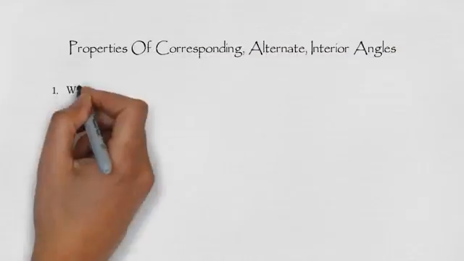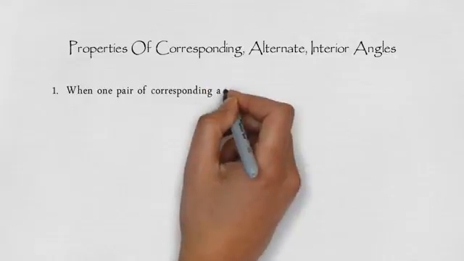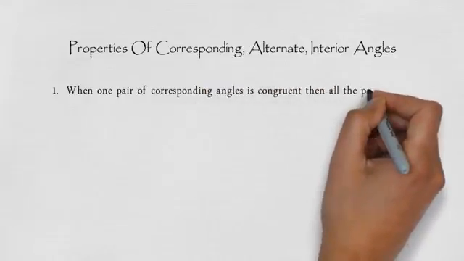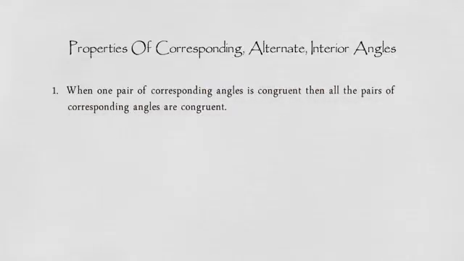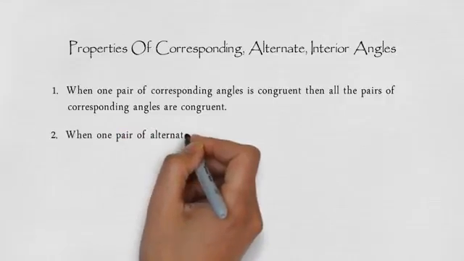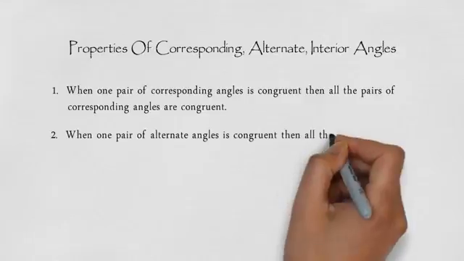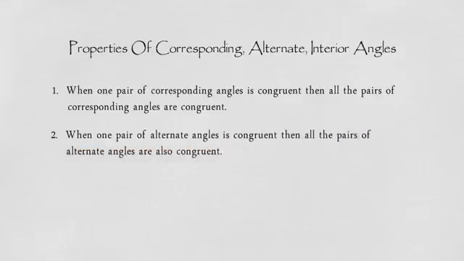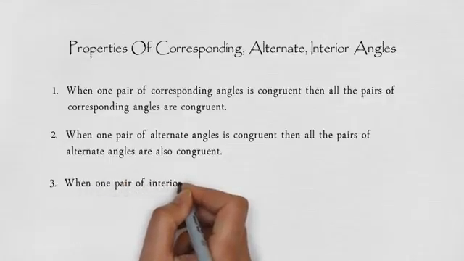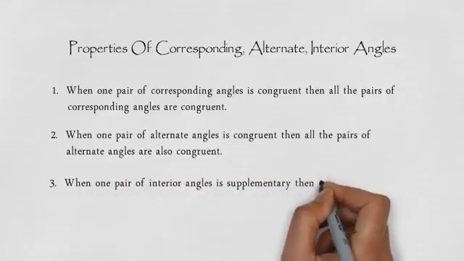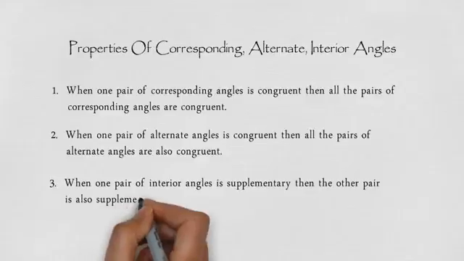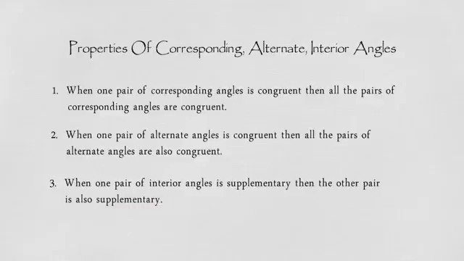Properties of corresponding and alternate interior angles. When one pair of corresponding angles is congruent, then all the pairs of corresponding angles are congruent. When one pair of alternate angles is congruent, then all the pairs of alternate angles are also congruent. When one pair of interior angles is supplementary, then the other pair is also supplementary.